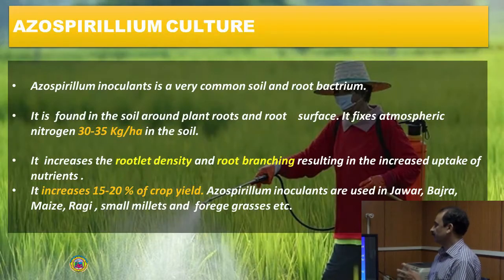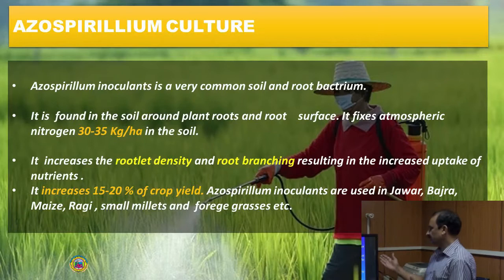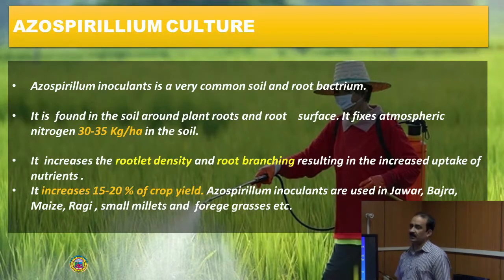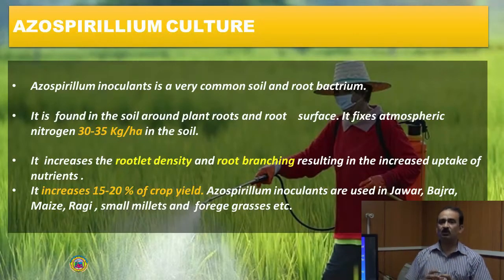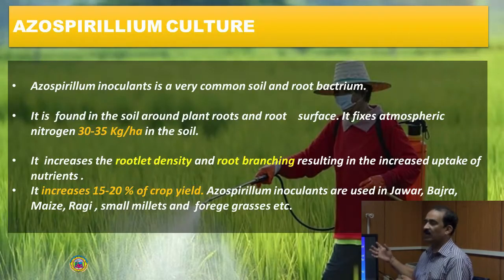It is a free living microorganism working for nitrogen fixation, and fixes about 30 to 35 kg of nitrogen per hectare in the soil. 30 to 35 kg, more or less like Azotobacter. Then it increases rootlet density. What happens if the plant rootlet density increases? The nutrient absorption is more, moisture absorption is more. So it is a very good character and very good role of this Azospirillum to increase the rootlet density.